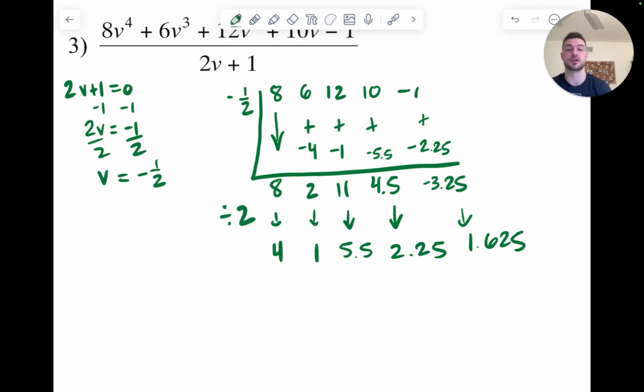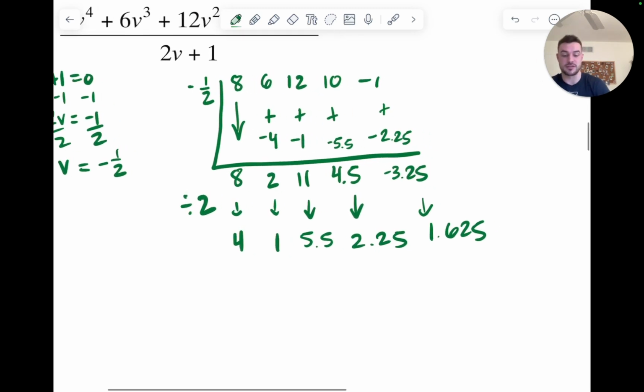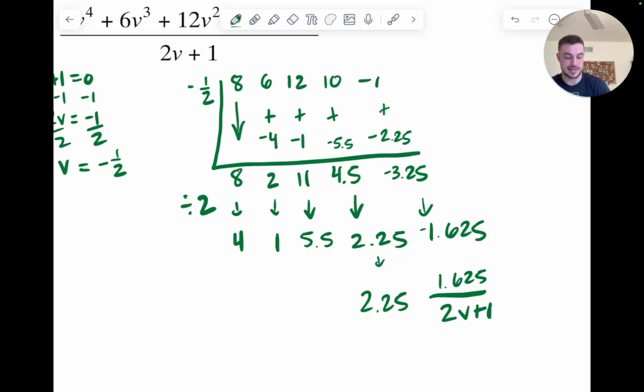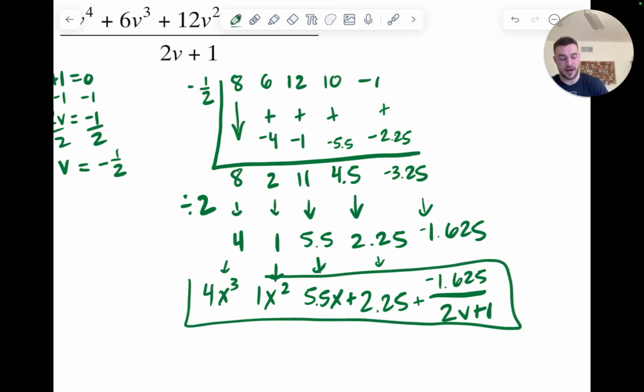So we divided those coefficients by 2. So our answer here is going to be 1.625 divided by 2v plus 1. That's our remainder. And then we will have our x to the 0 power, or our constant, 2.25. And again, that is negative, so I'll put a negative there and put a plus in between. And then I have a 5.5x to the first, a 1x to the second, and then a 4x to the third. So this right here is my final example.